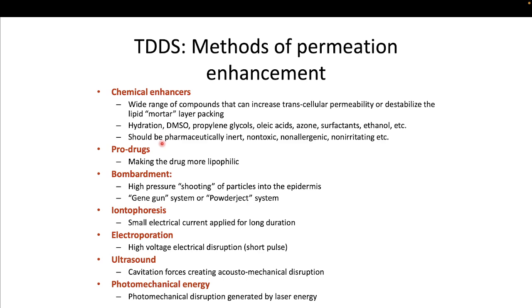Apart from this, you could also make prodrugs. For example, now that you know that there's a lipid layer which is a barrier for your drug to enter, you can make the drug more lipophilic, meaning more lipid loving. It can easily be solubilized in lipids, so it could permeate into the skin layer very easily. Or you can have bombardment, wherein you shoot the particles into the skin layer. It could be iontophoresis, wherein you apply electric current for a long duration to destabilize. So all of these methods are basically to destabilize the dead skin layer that you have. And it could be electroporation, wherein you give short pulses of high voltage electrical disruption. It could be ultrasound, where you use cavitation forces, or it could be photomechanical energy using a laser.